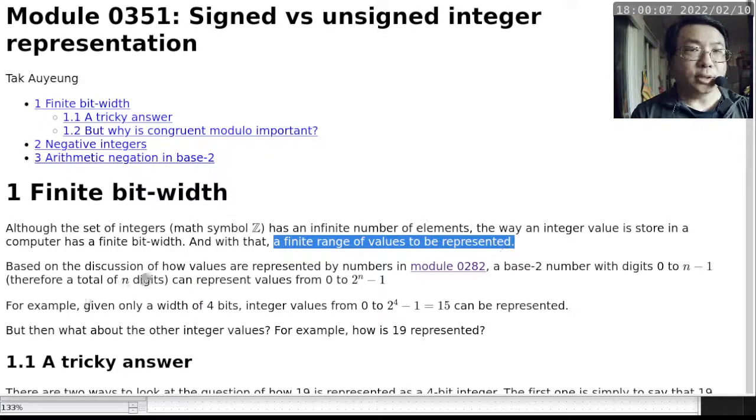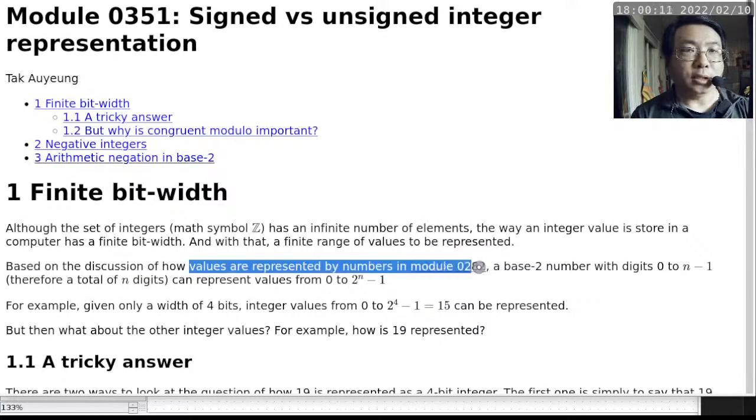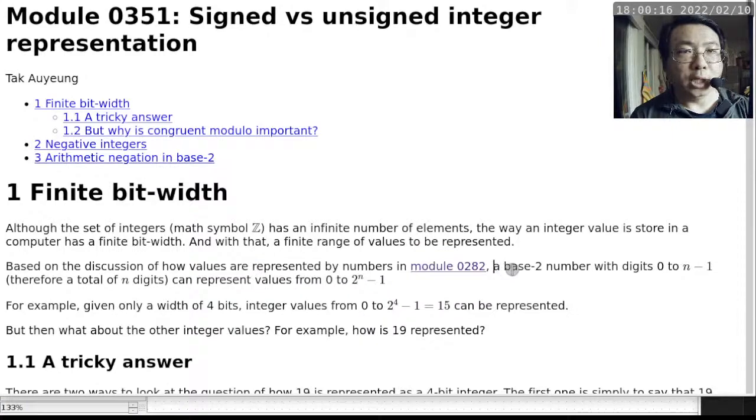So based on the discussion of how values are represented by binary numbers in module 0282, a base 2 number with digits 0 to n minus 1, therefore n digits, can represent values from 0 to 2 to the power of n, minus 1. I'll give you a concrete example here. If you have 4 bits, then you can represent 0 all the way up to 2 to the power of 4, which is 16, minus 1, so we have 15. So the range of values you can represent using only 4 bits is 0 to 15.